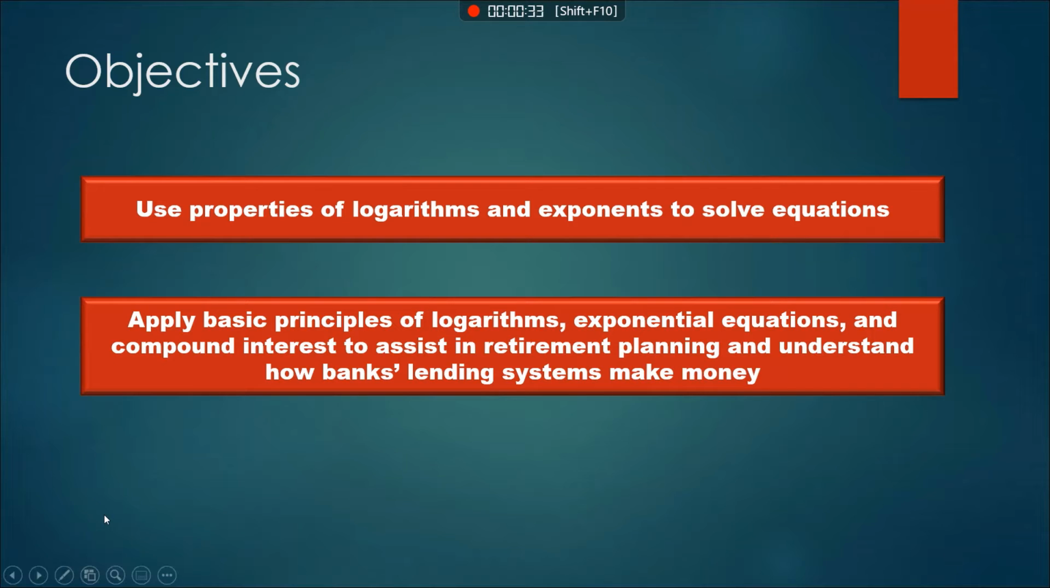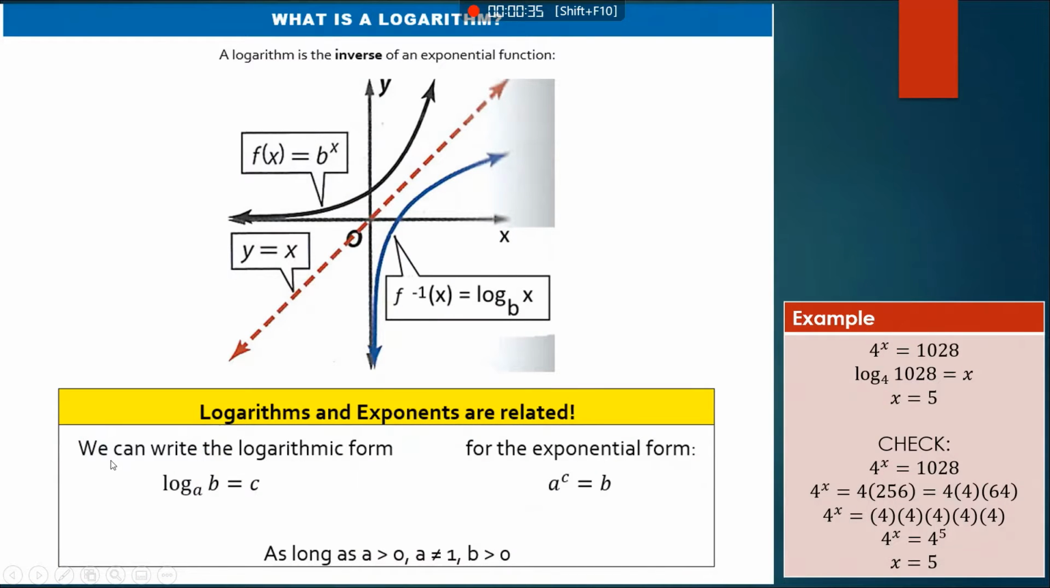So I'm going to start off just by talking about what a logarithm is. A logarithm is an inverse of an exponential function. What that means is we could flip that function about the line y equals x and we would get the exponential function. So here's our logarithm function in blue and our exponential function in black.